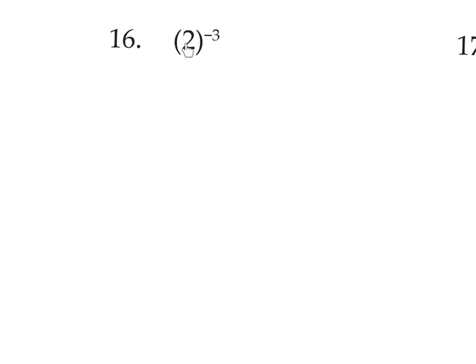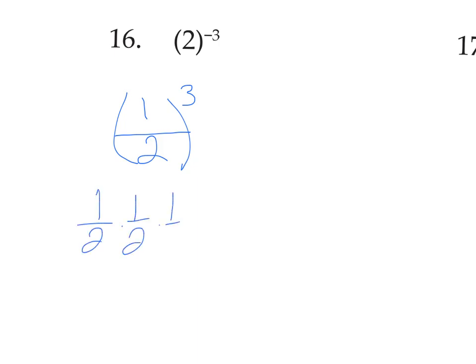2 to the negative third power. All right, negative exponent means the reciprocal. So we need to put this 2 in its reciprocal, and the reciprocal of 2 is 1/2. When we do that, the exponent changes sign. So 1/2 cubed is 1/2 times 1/2 times 1/2, which makes 1/8.